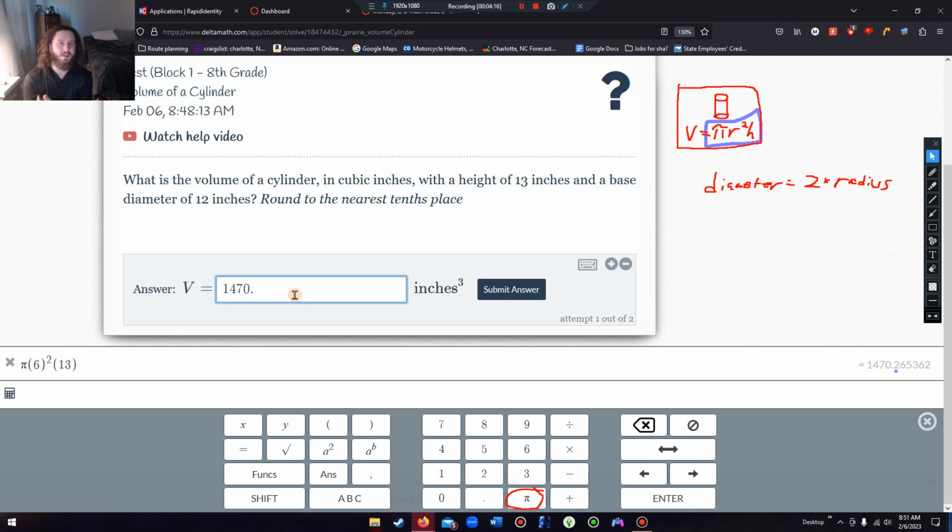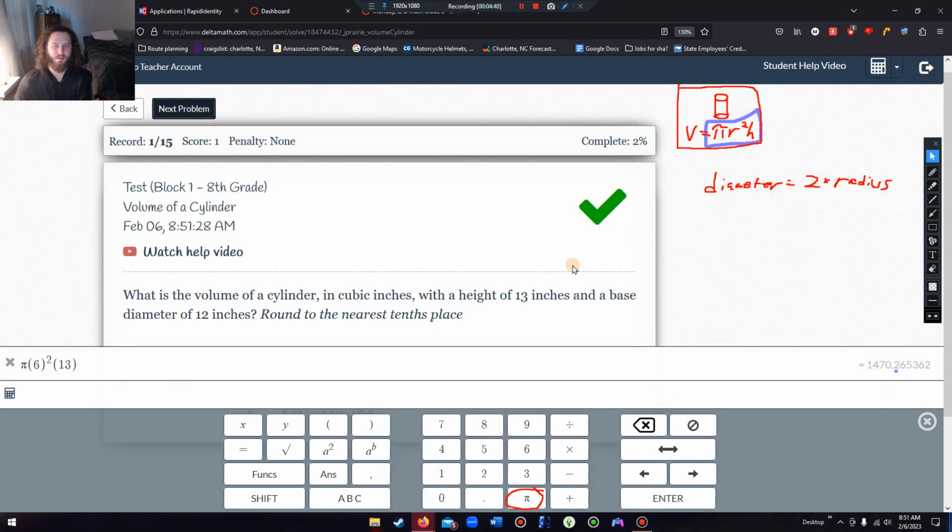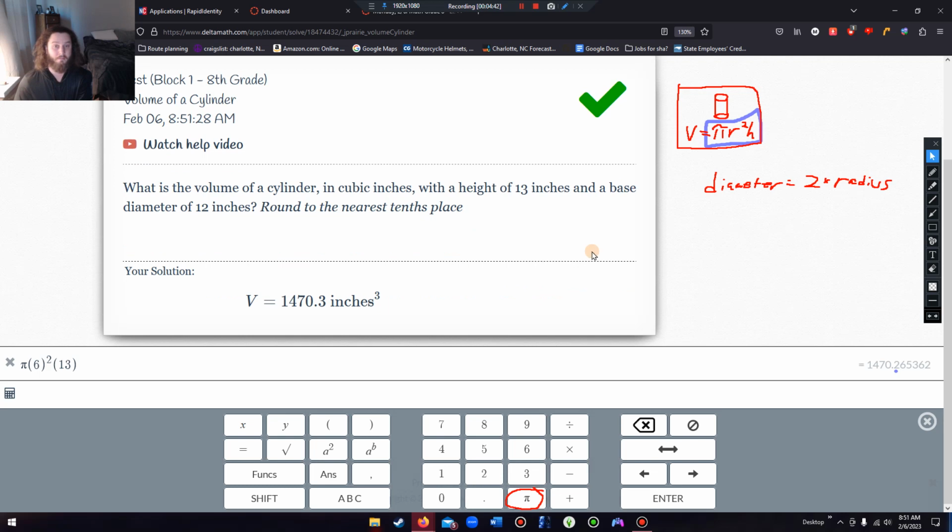So because it's 1470.26, because that number is a 6, it's 5 or more, we're going to round up to 0.3. If this 6 over here had been a 4, 3, 2, 1, or 0, we would have rounded down and we would have left it as 1470.2. So we submit our answer, and that's it. That's it for cylinders. Not much else happens.